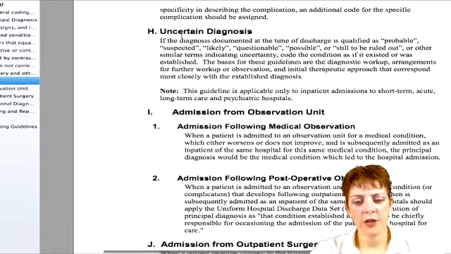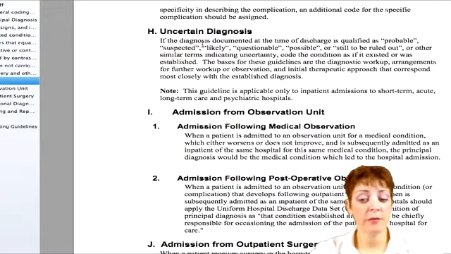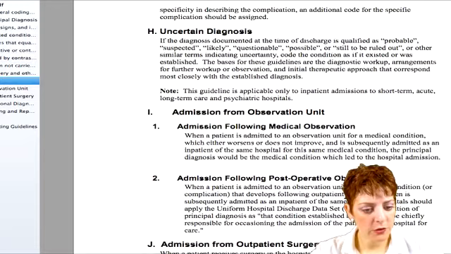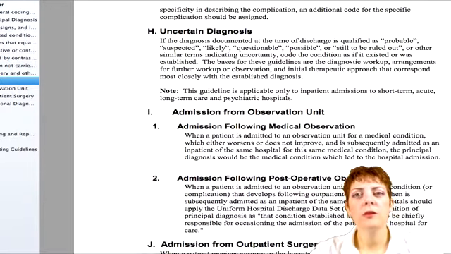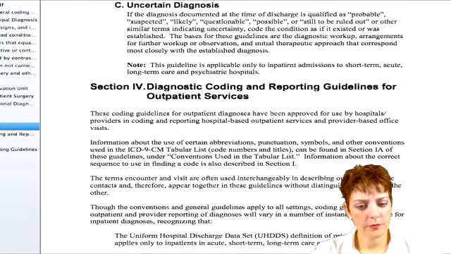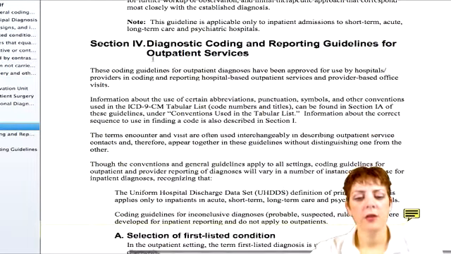All right, yeah. So H, uncertain diagnosis. If the diagnosis documented at the time of discharge is qualified as probable, suspected, likely, questionable, possible, we call it equivocal language. Could be, maybe, kind of, sort of. Code the condition as if it existed or was established. This is what they're telling inpatient coders to do, okay? So we want to go down to Section 3, uncertain diagnosis. This is for outpatient services, so physician and outpatient.